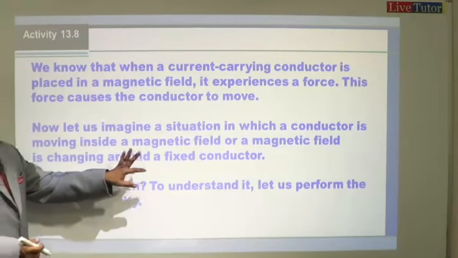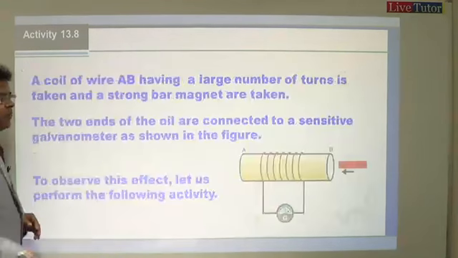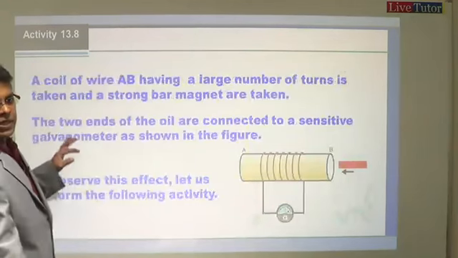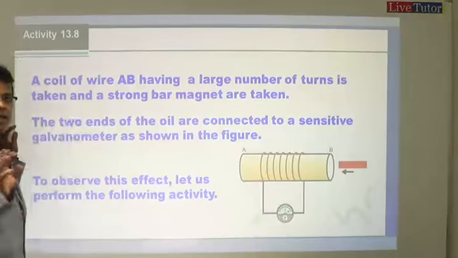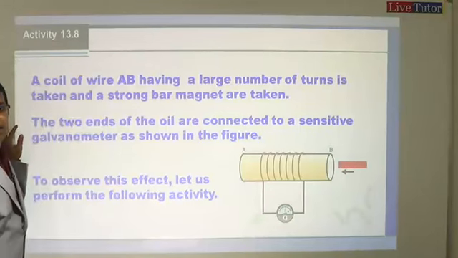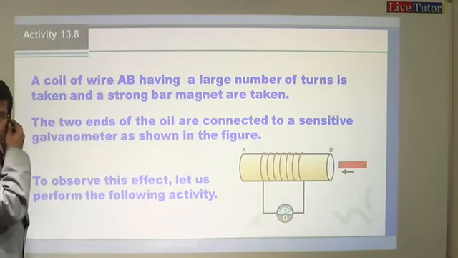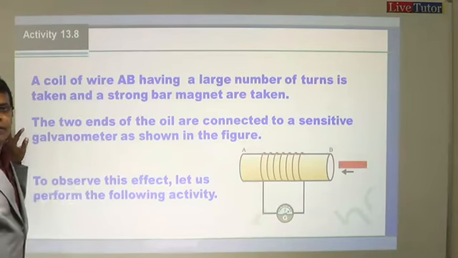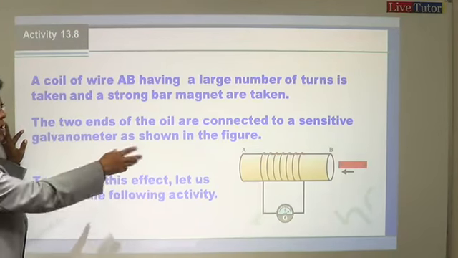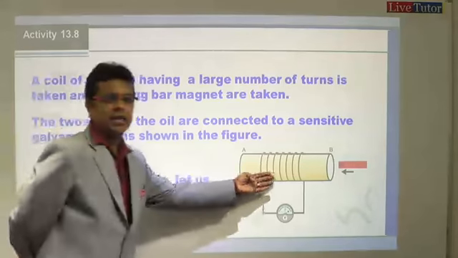This is what is going to happen in a generator. Okay, let us see. Now, before going to that, there are two ways to understand the creation of this EMF, that is electromagnetic induction. To understand that, we are going to have some experiment also. Here, a coil of wire. You know that it is like a solenoid.